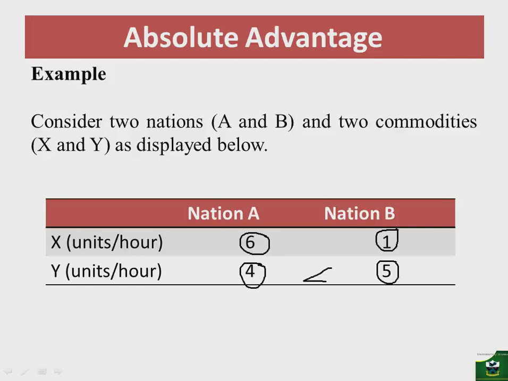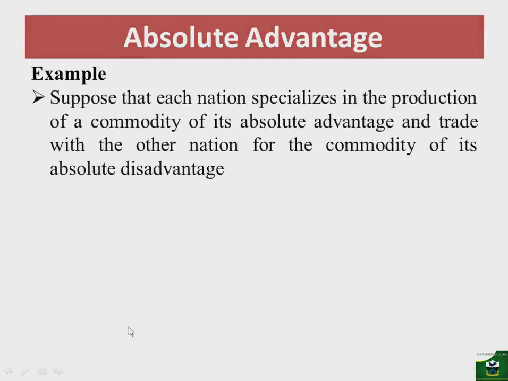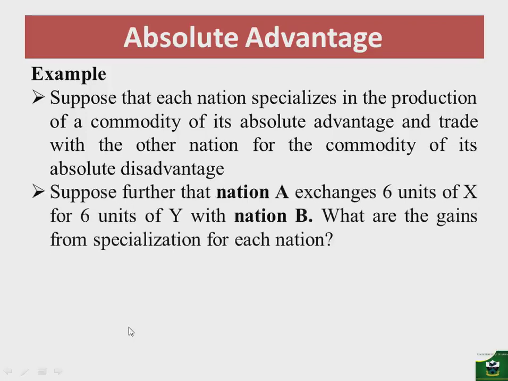And we see that here, nation B is more efficient in producing commodity Y than nation A. So now, given this information, let's suppose that each nation specializes in the production of a commodity of its absolute advantage and trade with each other for the commodity of its absolute disadvantage. And if we suppose further that nation A exchanges 6 units of commodity X for 6 units of Y with nation B, the question is, what are the gains from specialization for each nation?